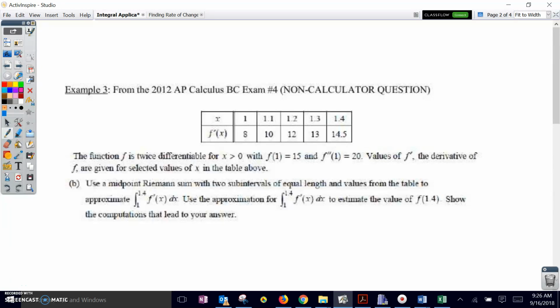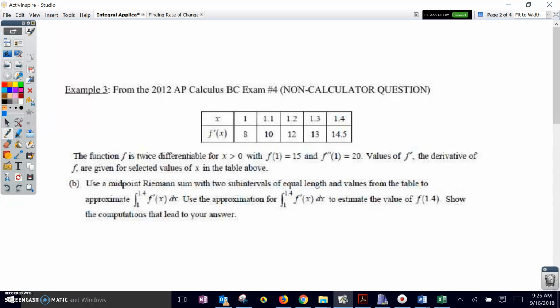Alright, in this video we're going to look at examples related to finding Riemann sums in calculation. Our first example here, example 3, comes to us directly from the 2012 AP Calculus BC exam. It's question number 4, which is a non-calculator question. We have our big lead-in, and then we're going to complete part B of this problem.